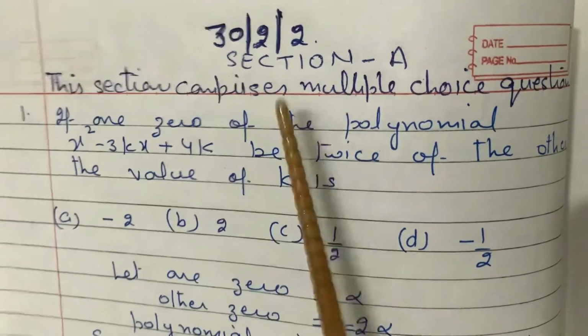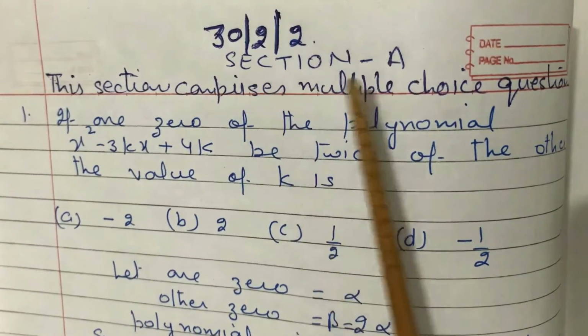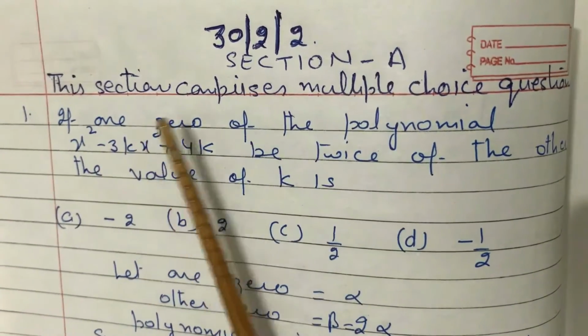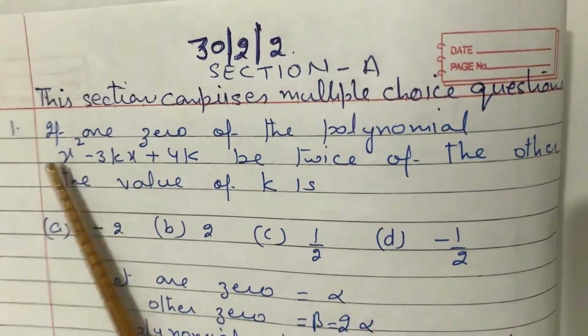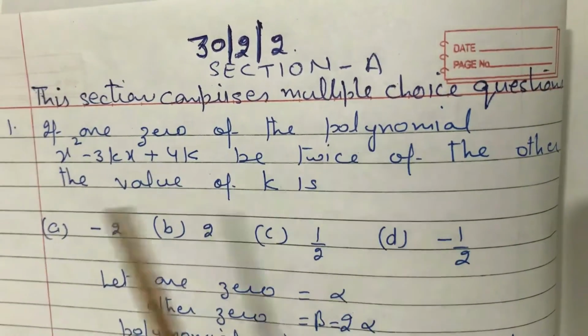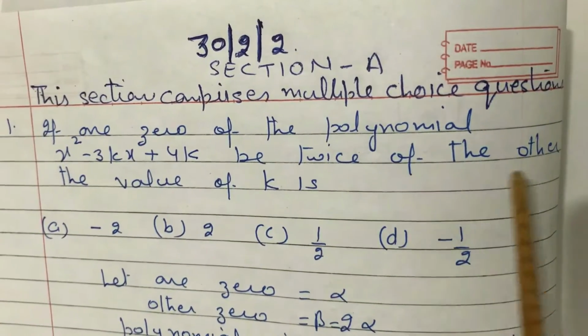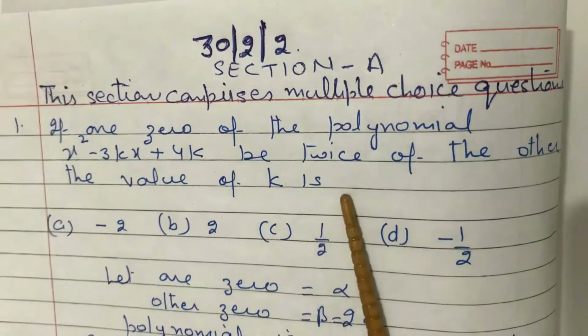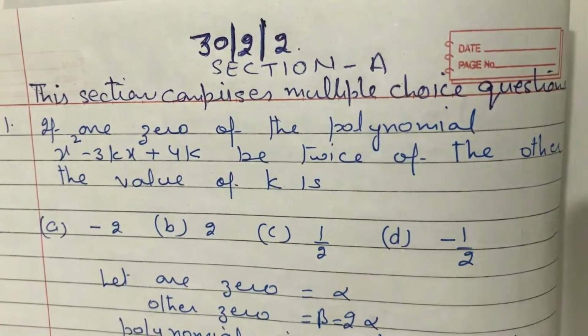Now this is set number 30/2/2. This is section A of this set. This section comprises multiple choice questions. Its first question is, if one zero of the polynomial x square minus 3kx plus 4k be twice the other, the value of k is. There are 4 options. You have to find the correct one.